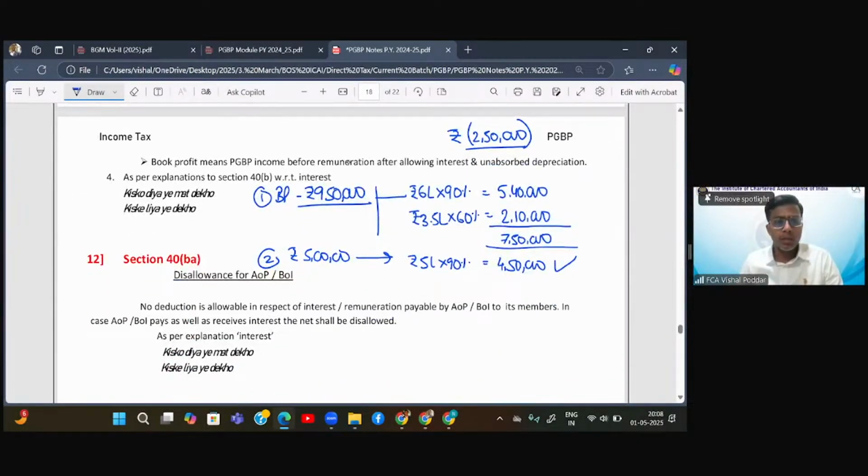Now, third possibility is you have a book loss of rupees 2.5 lakhs. When it is a book loss, it means the book profit is nil. We will not consider the amount of book loss. It means the profit is nil. So 90% of that will be nil. In this case, you will be allowed the minimum of 3 lakhs. So in this case, the deduction allowed is rupees 3 lakhs. Correct? Have you understood this working?